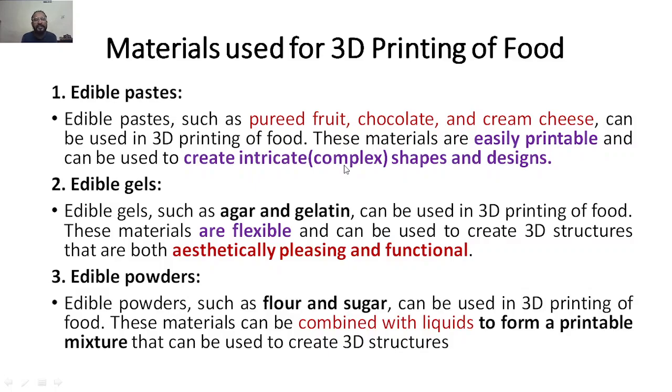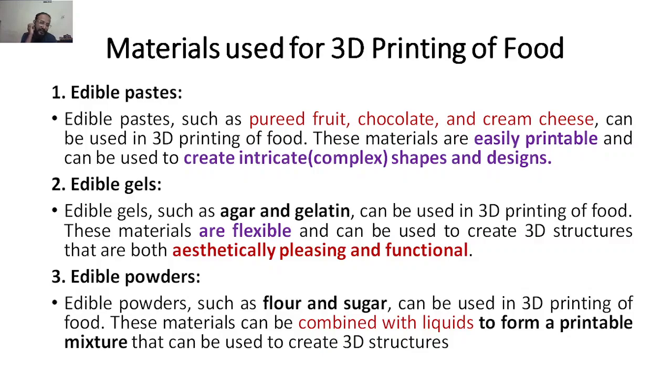Next, edible gels are nothing but agar and gelatin, which can be used in 3D printing food. Why are these used? Basically, their property, that is flexible property. They are flexible and can be used to create 3D structures that are both aesthetically pleasing and functional. So the food will be pleasing and functional.